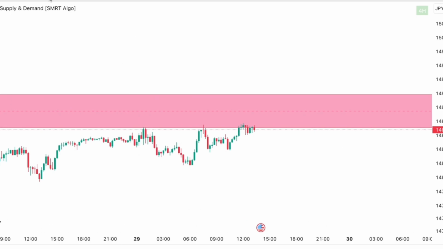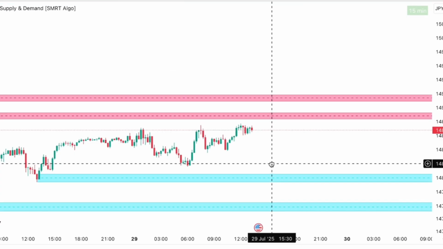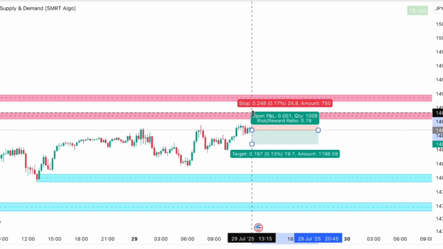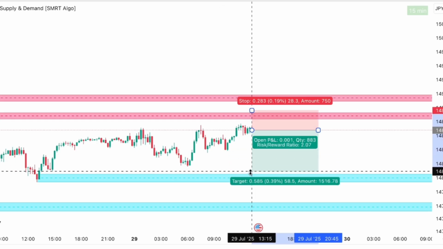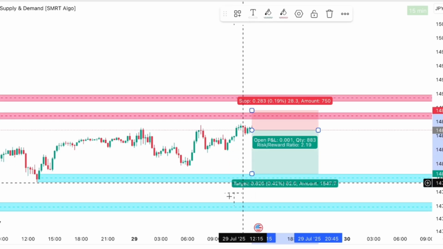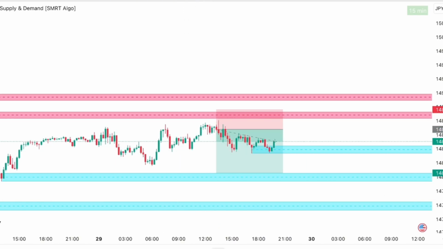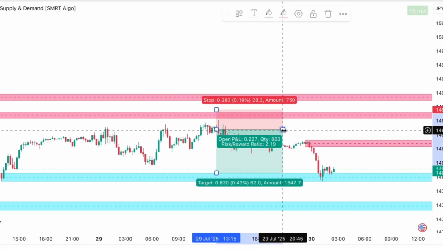Price pushes into that 4-hour supply, rejects hard, and now I've got a much safer short entry. My stop loss goes just above the supply zone, and for take profit, I can aim for the nearest demand zone, or simply trail the position. Once again, higher time frame supply and demand completely changes the perspective of this trade. Without it, I might have taken a long and lost. With it, I flip to a short and catch the move down.